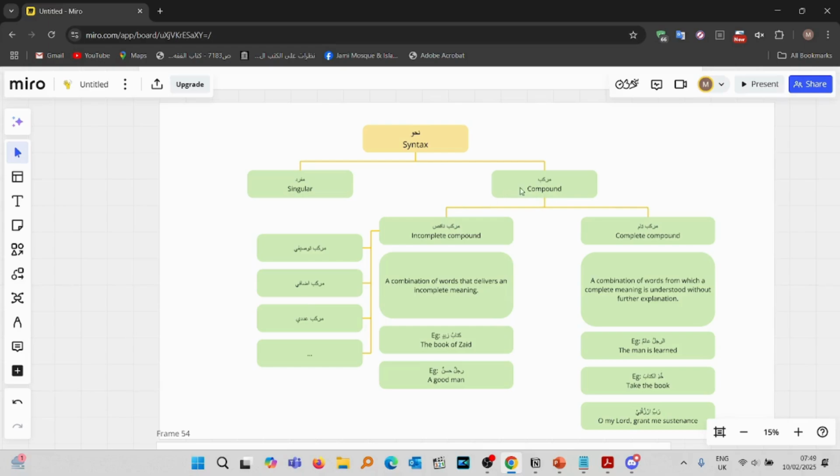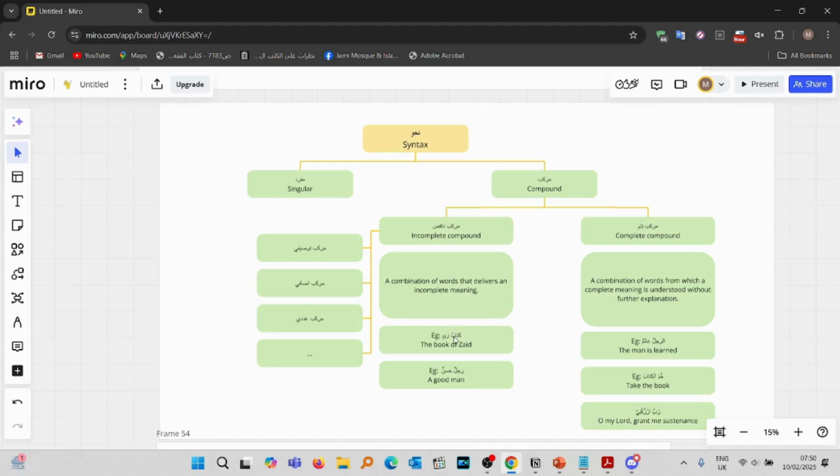As we know, we've said that murakkab is a compound. A compound is two or more words put together. A compound has two types, murakkab naqis and murakkab tam, incomplete compound and complete compound. Now the question is, what makes a compound incomplete and what makes a compound complete? The definition of an incomplete compound is a combination of words that delivers an incomplete meaning.